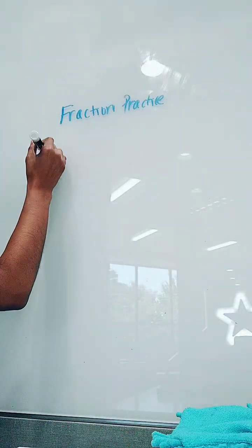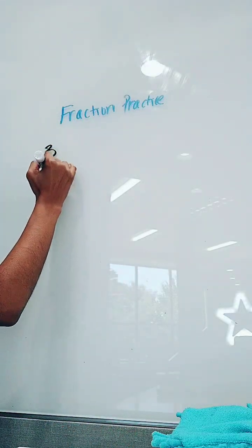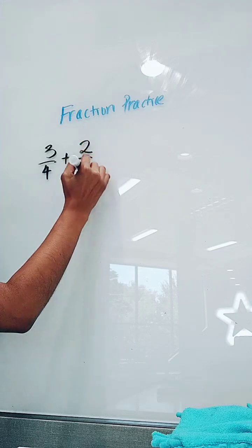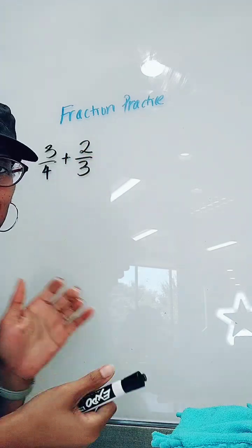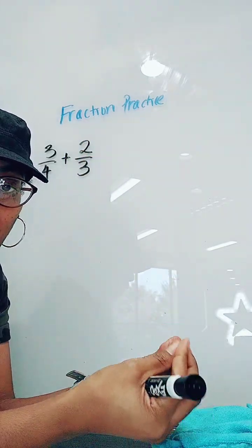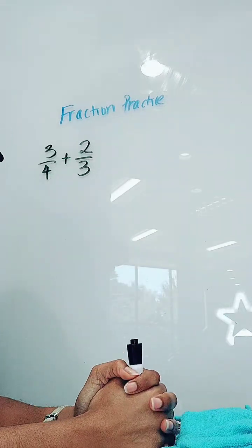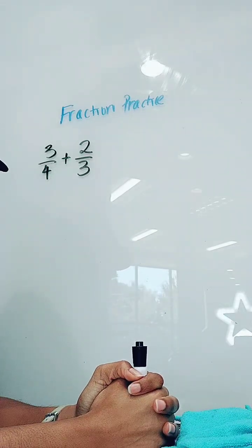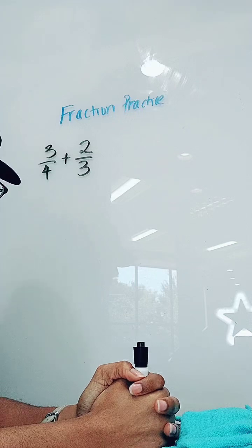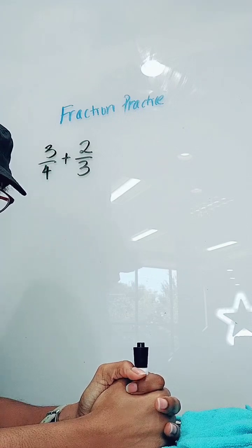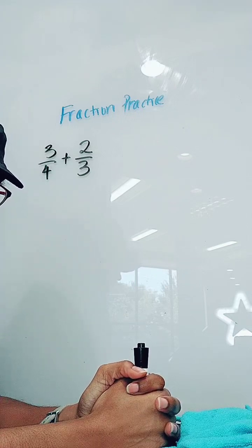So let's say I have 3/4 plus 2/3. I cannot add those because they're not the same. They're not worth the same amount, right? So what would I do to add these? I need to do something to the denominator. How do I change them and make them the same? Yep, you got it. What would we do? Anybody know?